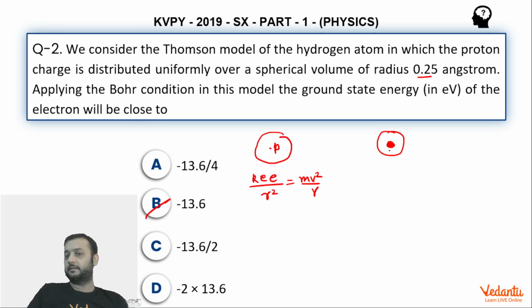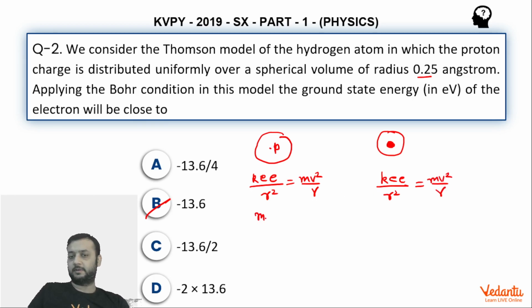Here also, whether the charge is distributed in a spherical volume or not, outside the sphere the electric field will remain the same. Hence, we are going to write the same equation: k into e squared divided by r square. So this will be the Coulombic force, which will be equal to mv square by r. So you can see that we are writing the same equation for the force.